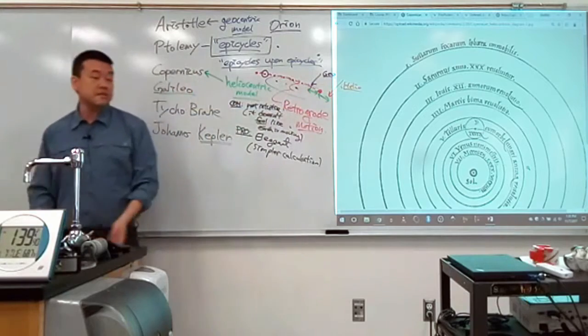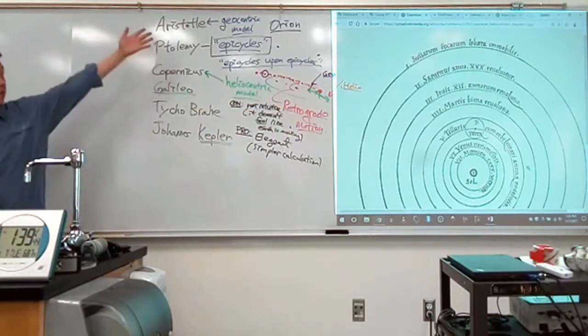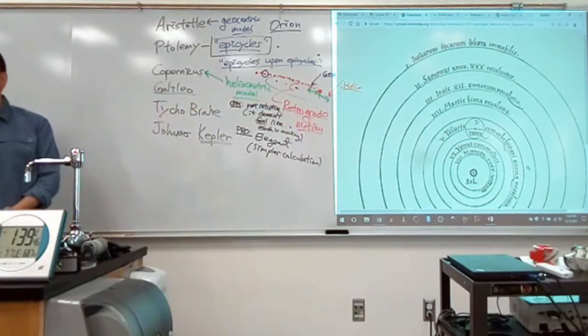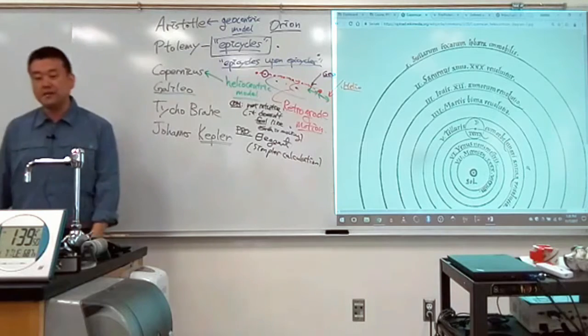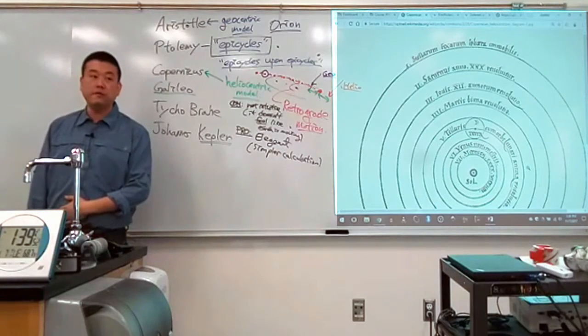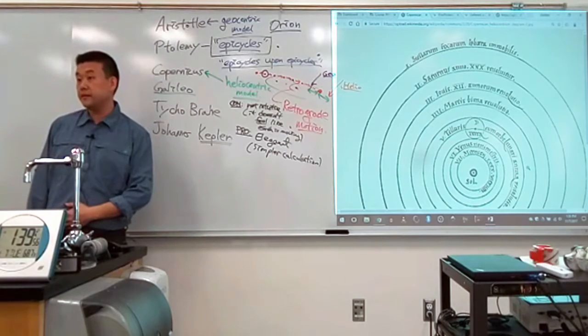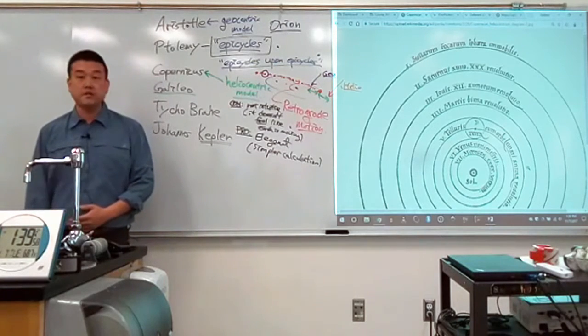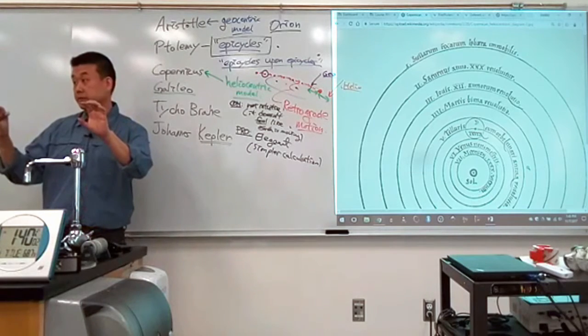Okay. So this was the scientific debate of the time. And that's how I want you to present this debate. The debate between the geocentric model and the heliocentric model should not be a debate between religion and science. I think that's historically incorrect. It's a debate between two competing scientific models.